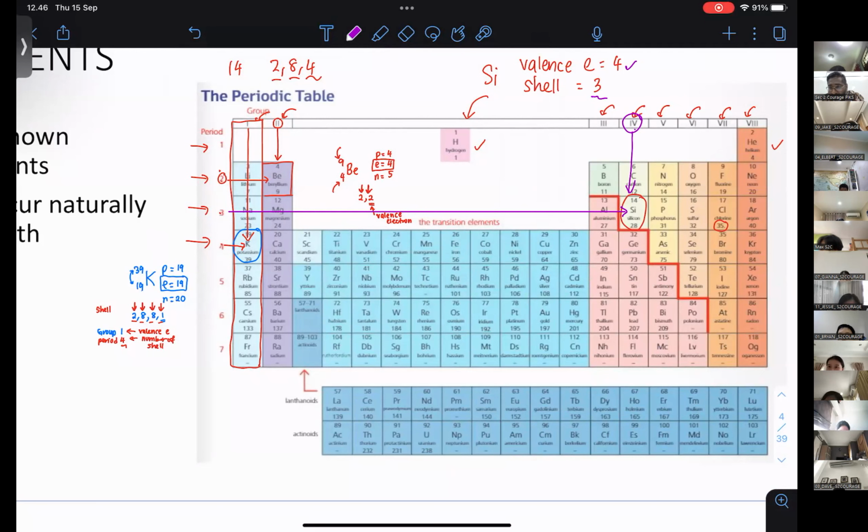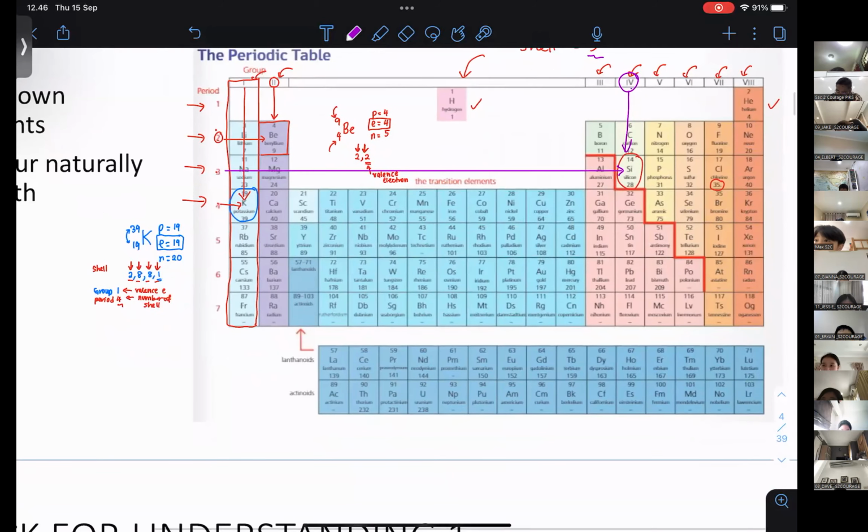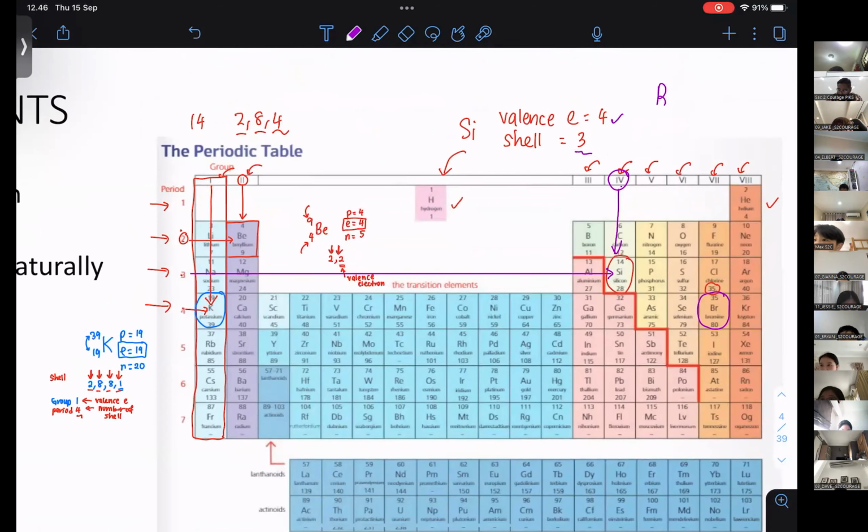Okay, so let's try one more. Jake, can you tell me, how about bromine? Br, what is going to be the valence electron, and what is going to be the number of shells for Br? Bypassing, rather than trying to write down the electronic configuration, just by looking at the group and period, how are you going to say this, Jake?